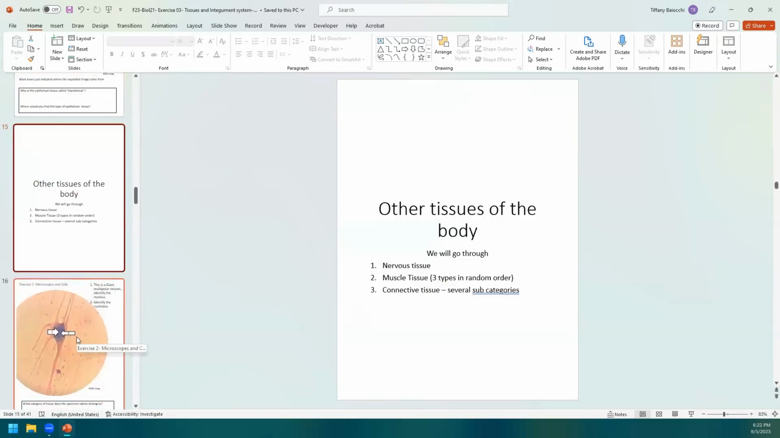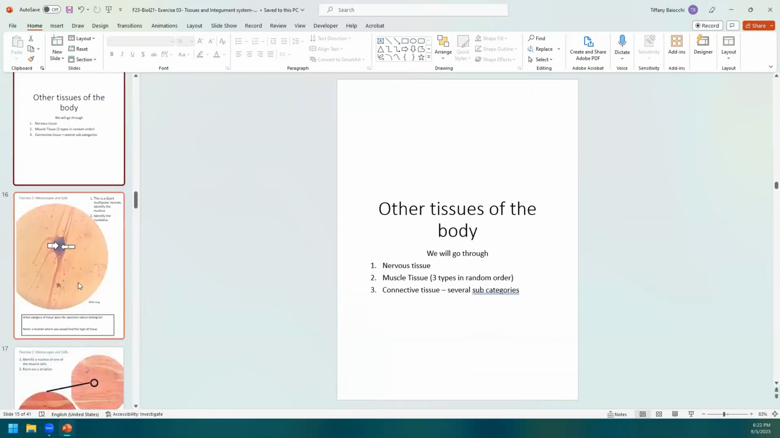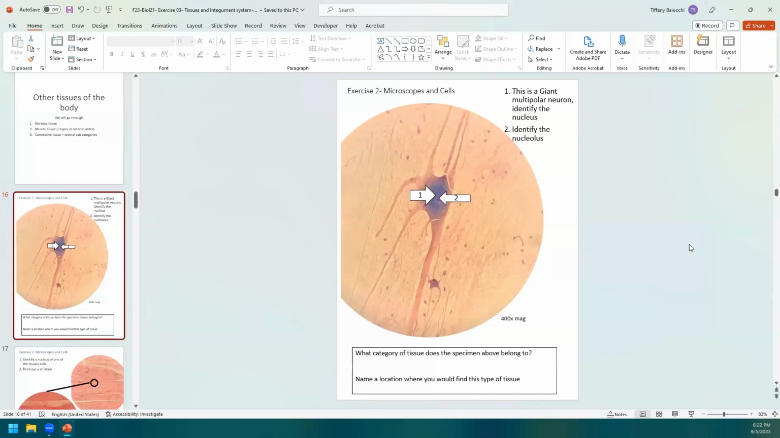So a couple other tissues. So let's deal with nervous tissue, the 3 types of muscle tissue, and then all the connective tissue. So this is a giant multipolar neuron.